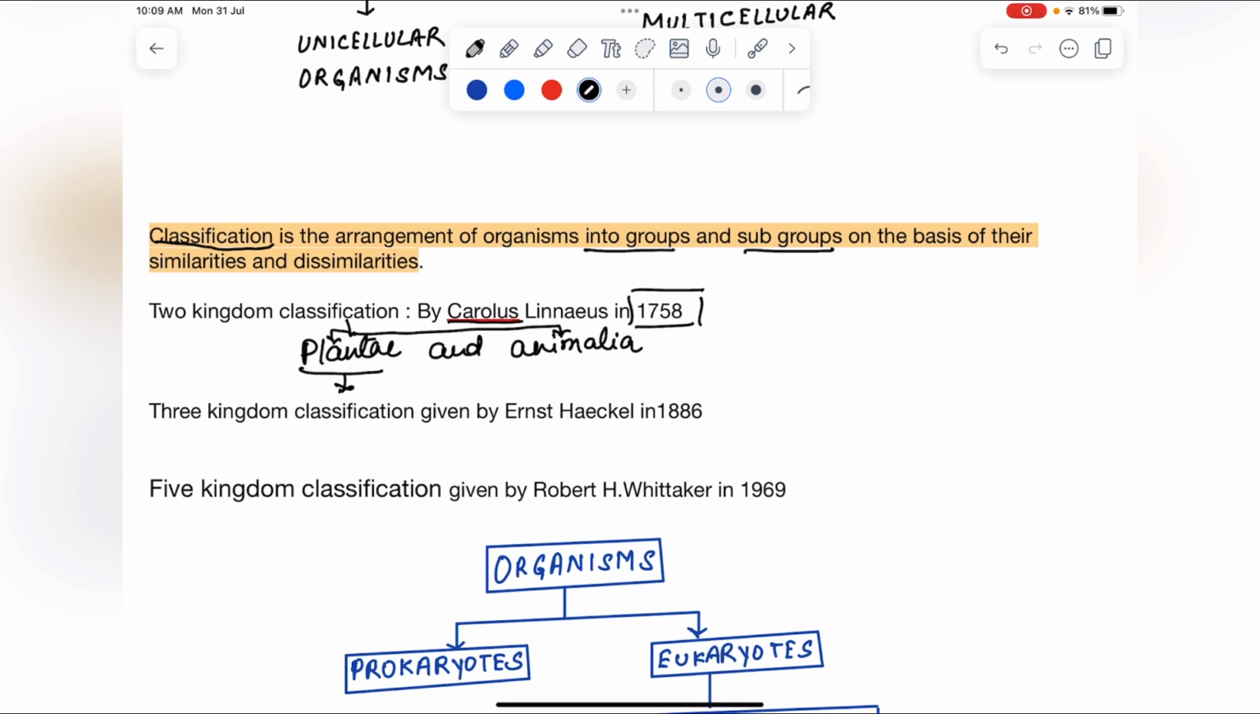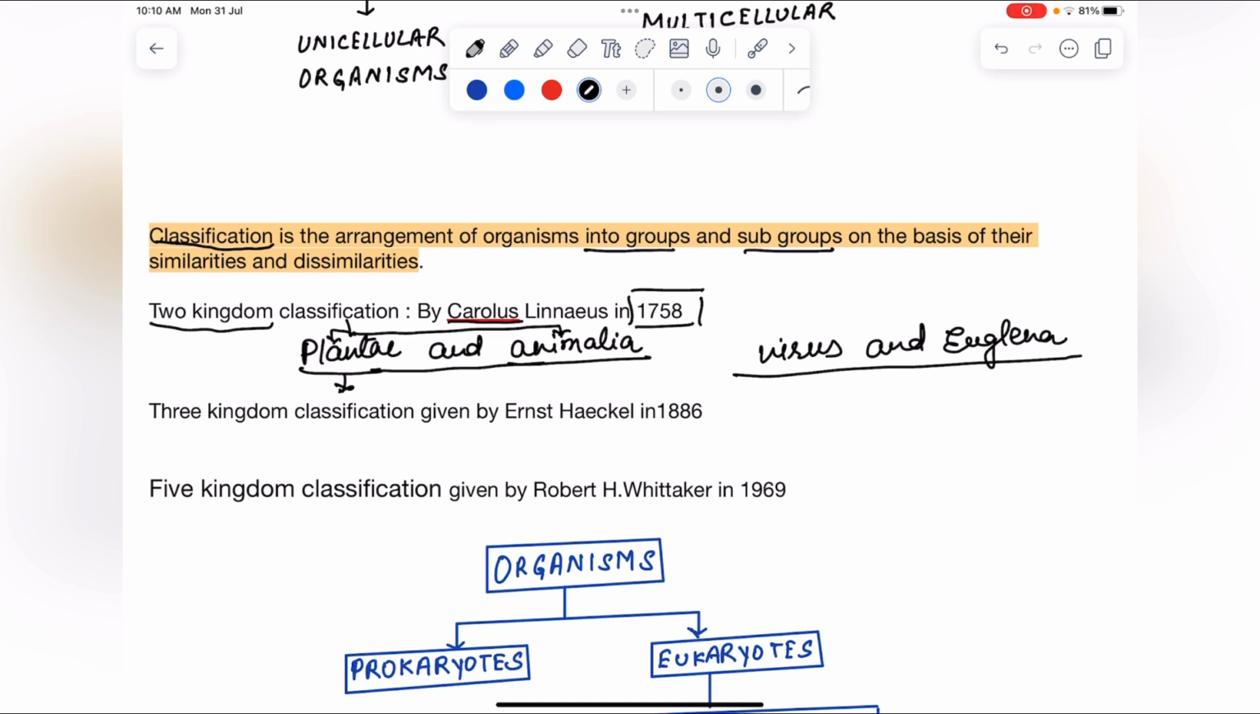So what was the drawback of this two kingdom classification? Certain organisms did not fit under Plantae and Animalia, like Euglena and viruses. These two did not fit into either plant or Animalia because of certain characteristics of viruses and Euglena. Now, why does Euglena not fit under this two kingdom classification?